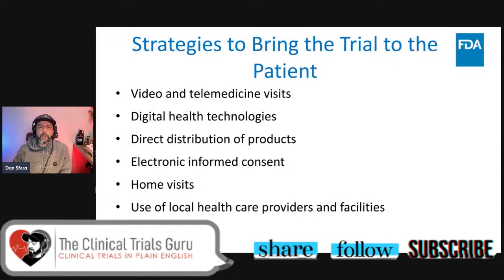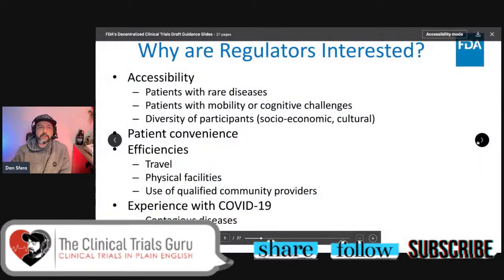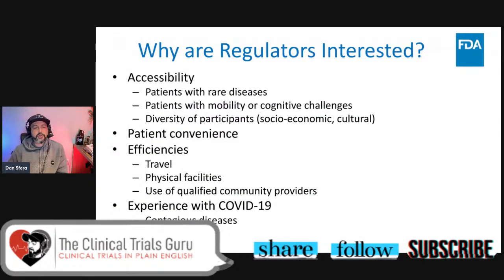This is the one thing I do know about this guidance that I've seen in the comments, but let's get into exactly what that is. So why are regulators interested? Accessibility, patients with rare diseases, patients with mobility or cognitive challenges, diversity of patients, patient convenience. This is true. A lot of this stuff is convenient for patients. Efficiencies, so no need to travel.